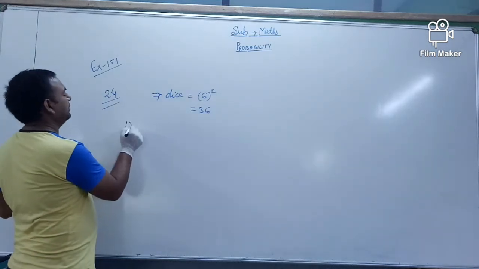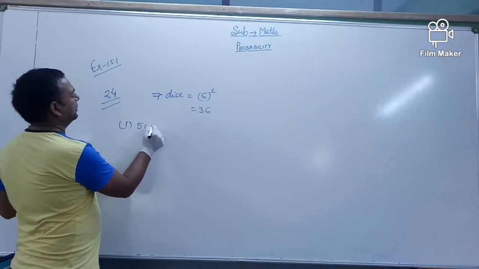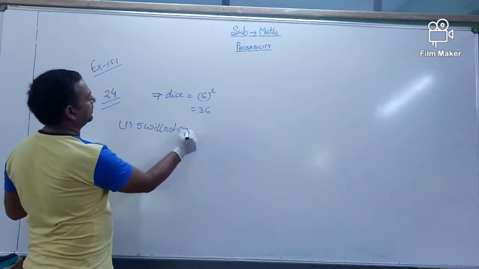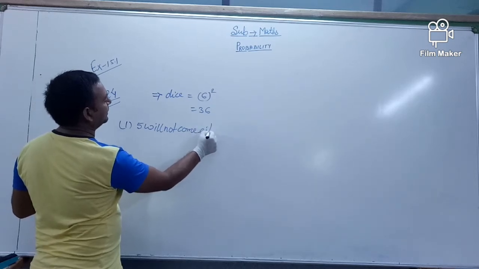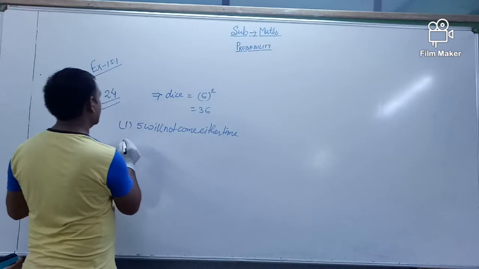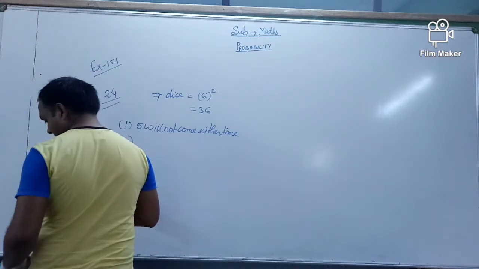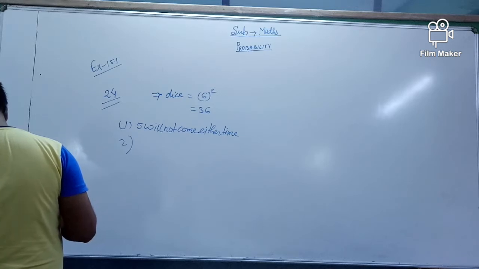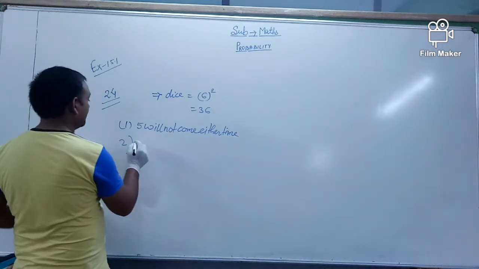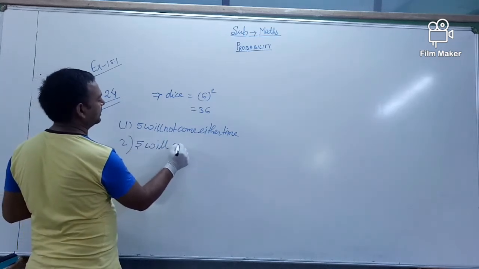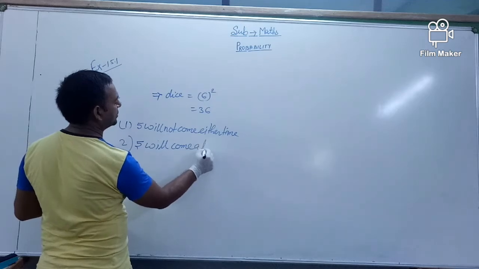Means first condition, 5 will not come either time. Second condition, that 5 will come at least once.